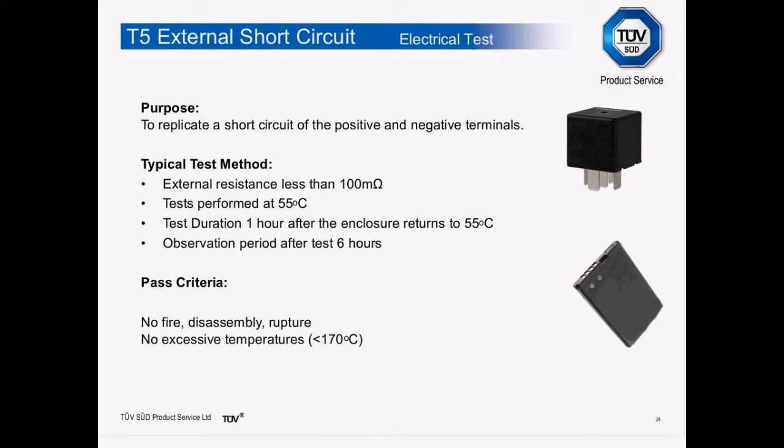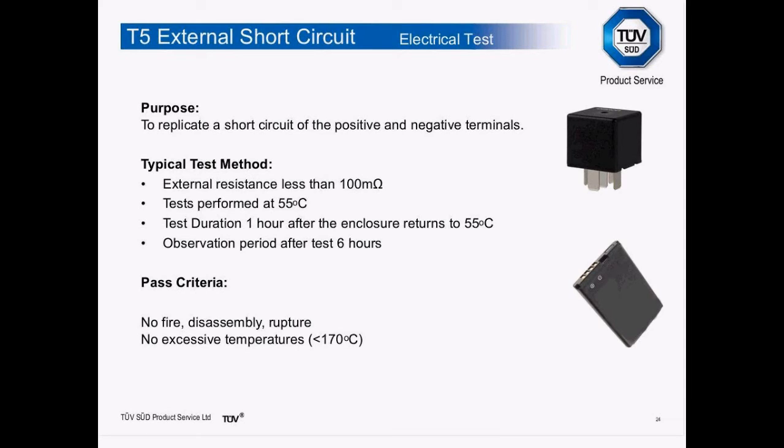The T5 test is the external short circuit test, and this is basically to represent a short circuit on the positive and negative terminals, which results in a high current being drawn. Basically, the test procedure is to place the test item in the chamber at 55 degrees, and the shorting method must create a resistance of less than 100 milliohms. So the shorting method isn't actually described in the standard, so it can be any method that you choose that creates a resistance of less than 100 milliohms. So, for example, it could be a high voltage current relay.